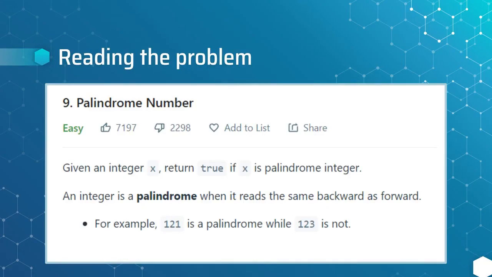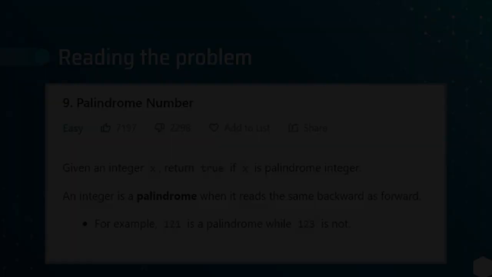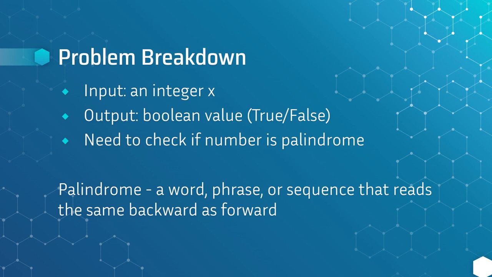What is it asking? So the problem states, given an integer x, return true if x is a palindrome integer. An integer is a palindrome when it reads the same backward as forward. For example, 121 is a palindrome while 123 is not. So let's break down the problem. For the input, we're given an integer x, and we need to output a Boolean value, which is a true or false value. And what we need to do is to check if the number is a palindrome.